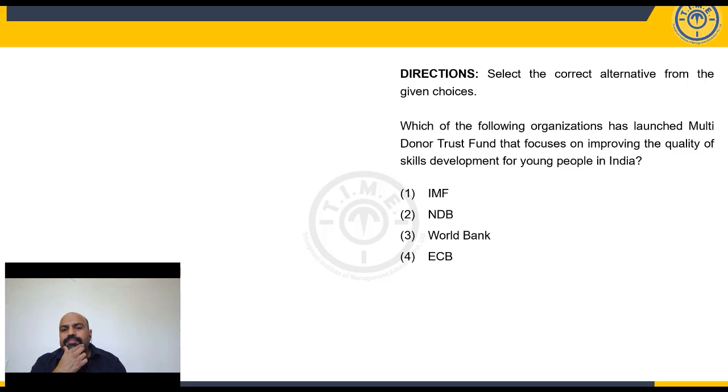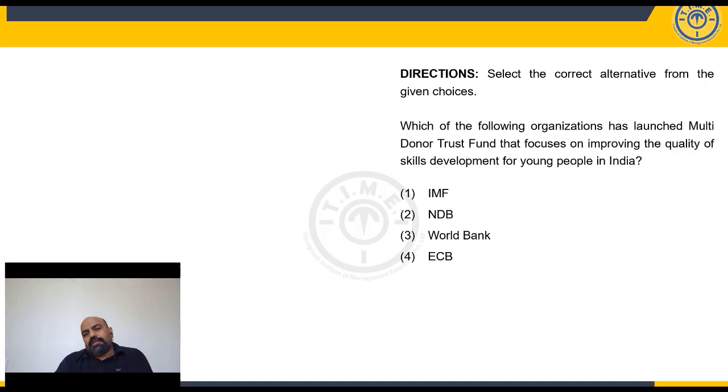And who's the head? K.V. Kamath, K-A-M-A-T-H, ex-chairman and CEO of ICICI Bank and ex-chairman of Infosys. K.V. Kamath, India. World Bank, head office, Washington, D.C.